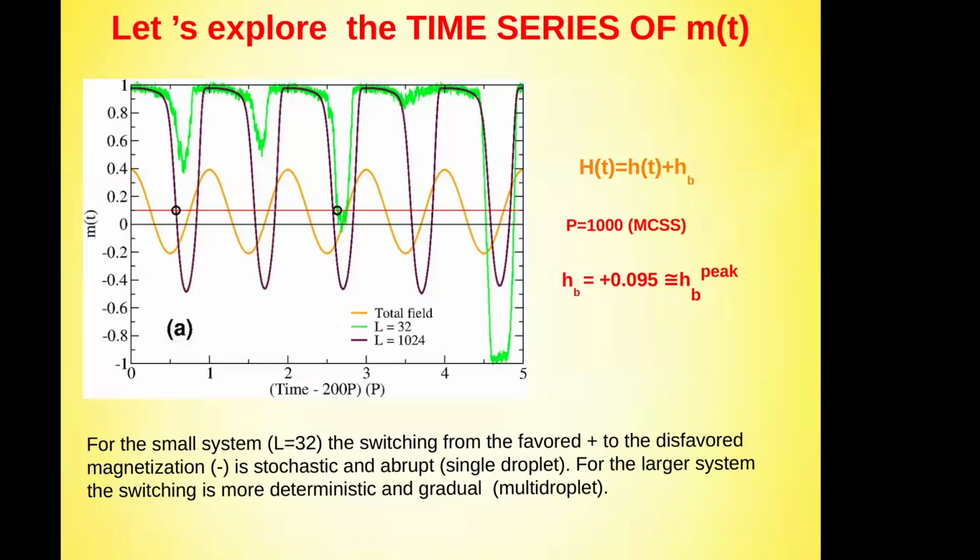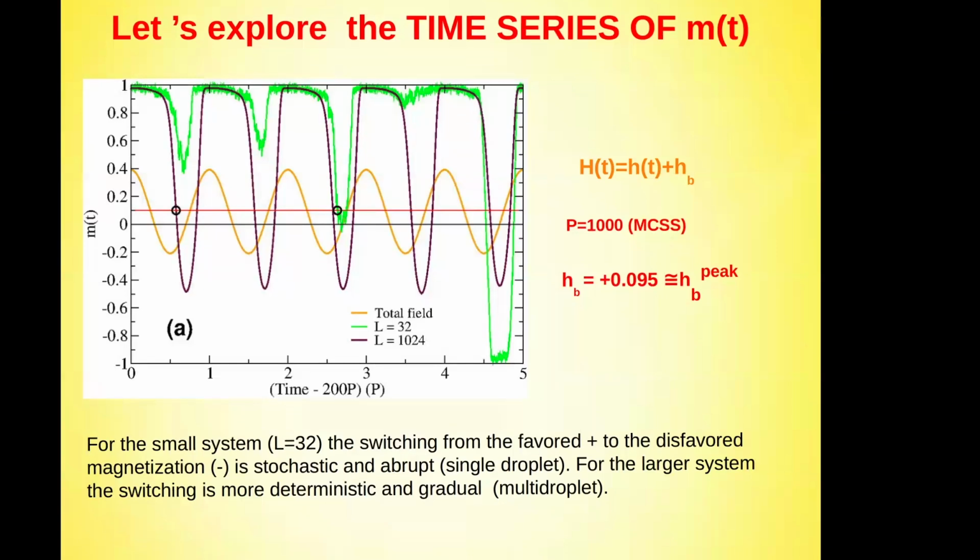The orange is the oscillating field. Notice that the oscillating field is displaced. It's not centered in zero because the bias is positive. So this oscillating curve is going up. Notice the completely different behavior of the magnetization for the small system and for the large system.